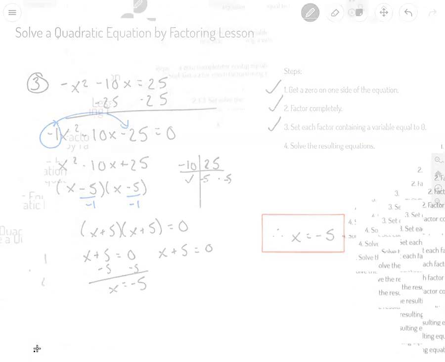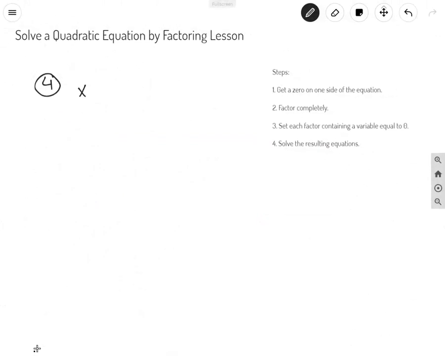So we're going to do example number 4. And in this example, we're going to have x squared minus 36 equals 0. So step 1 says, get a 0 on one side of the equation. Check, it's done. I didn't have to do anything. Step 1 was already done for me.